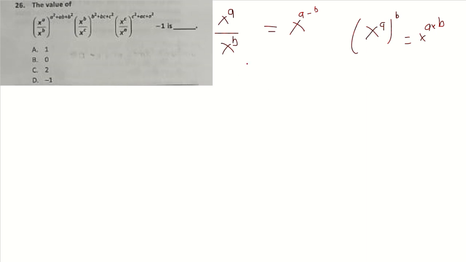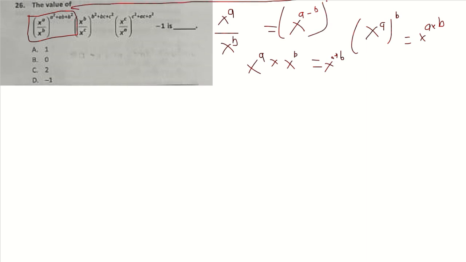And then x^a into x^b is equal to x^(a+b). It's again those three same identities. Now let's solve this thing first. x^a upon x^b is x^(a-b). So this is x^(a-b) to the power this thing, a square plus ab plus b square.